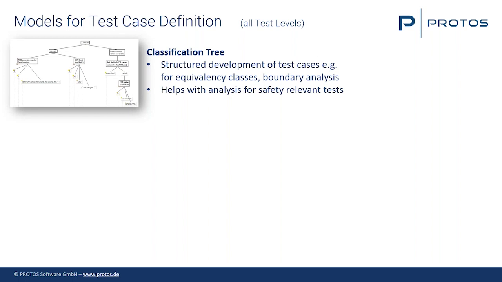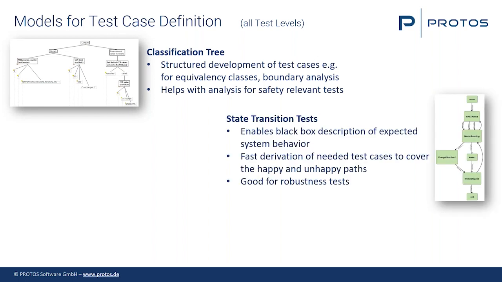Very nice method. Then another example for test case definition in models is a state transition test. It's a really nice approach. It enables you to describe the expected black box behavior. And from that, I can generate or derive test cases. And it's very good for robustness tests.